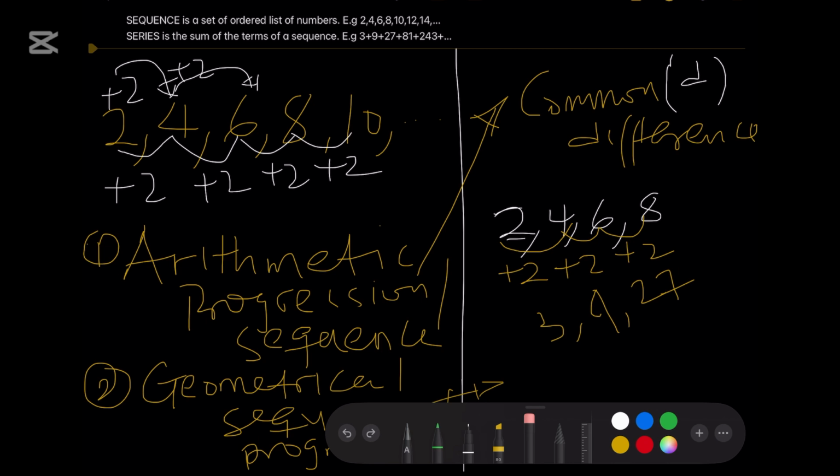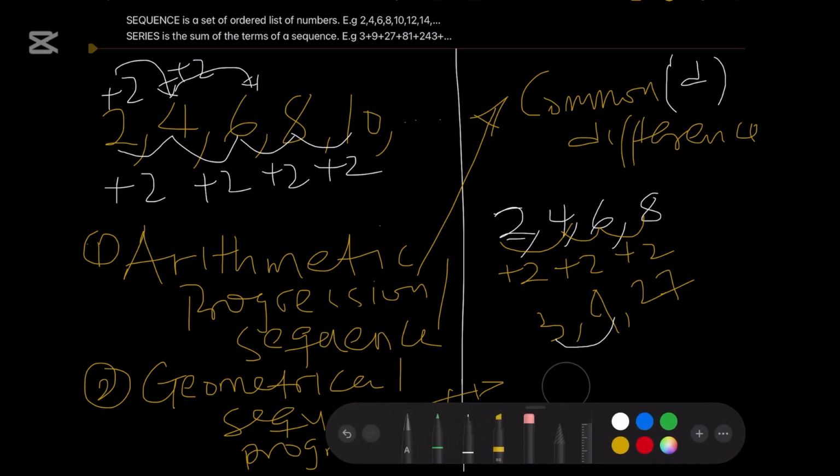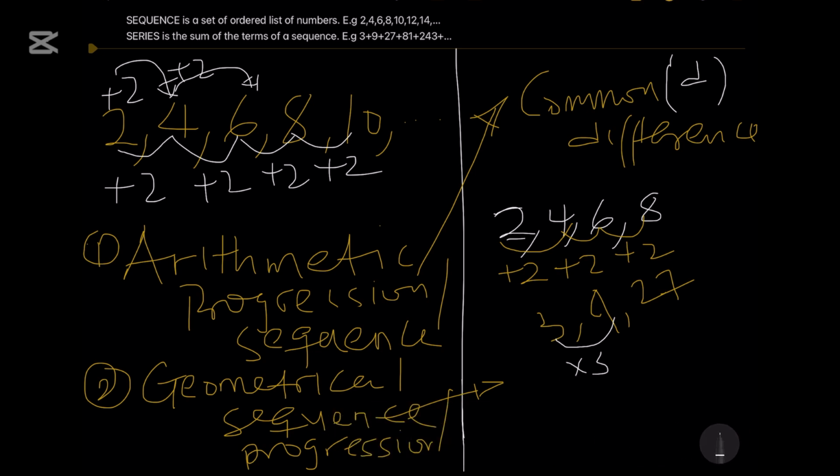So let's look at the pattern that exists between this set of numbers. What if we have 9 divided by 3? That is, what if we decide to multiply each of the terms by 3? Multiply this by 3, you're going to get the next term. So if you want to get the next term, multiply by 3, and then we have 81.